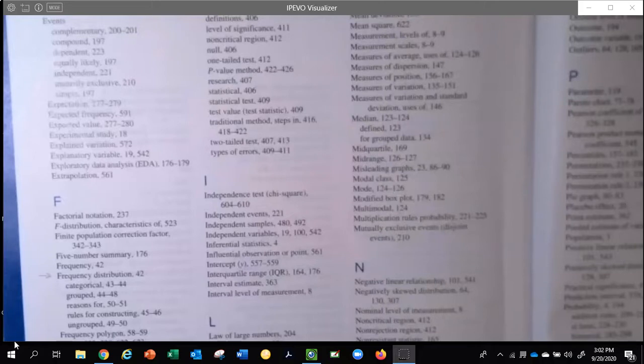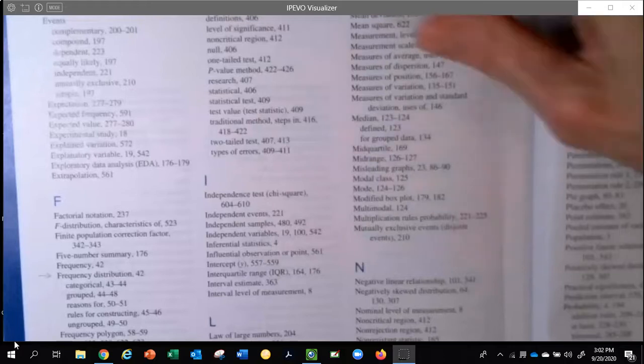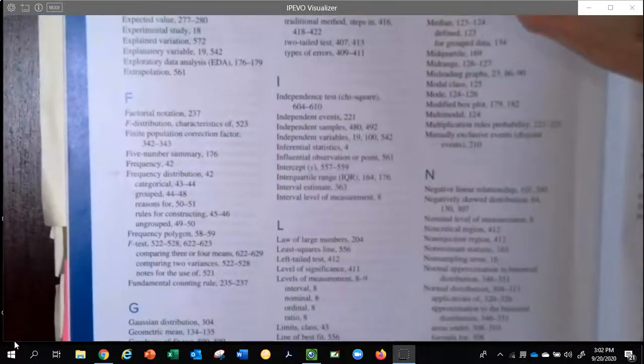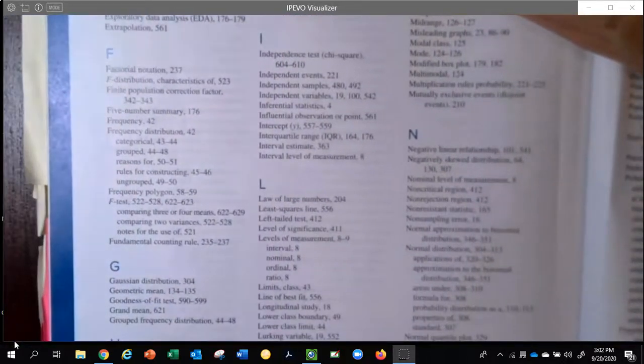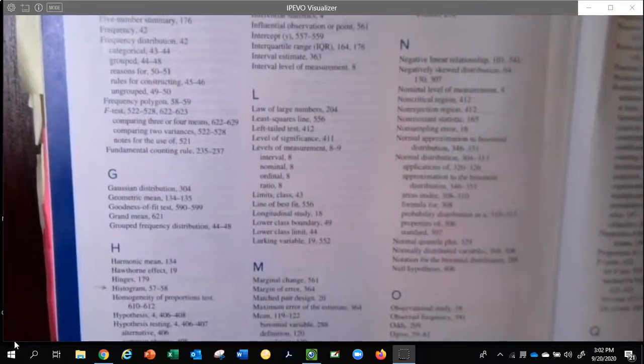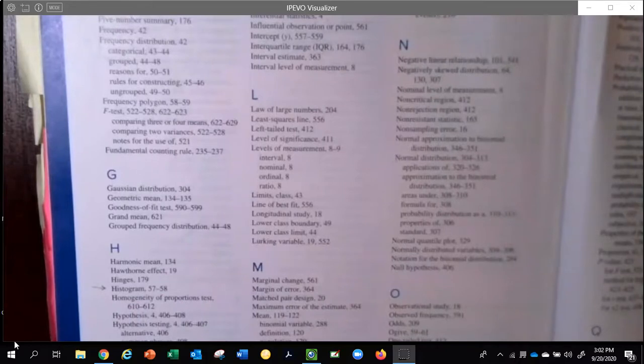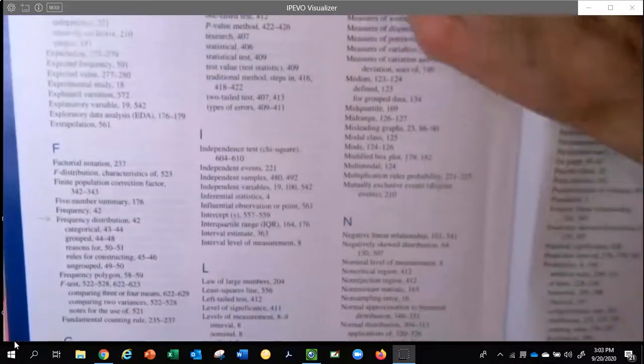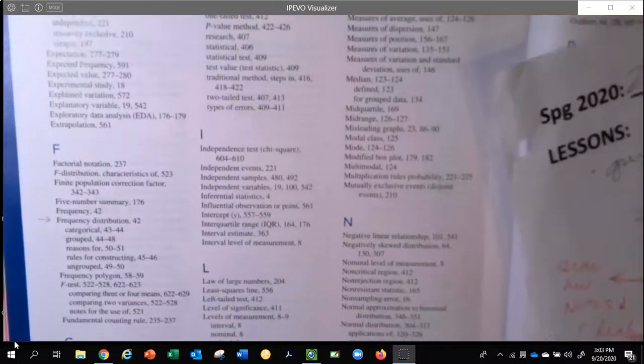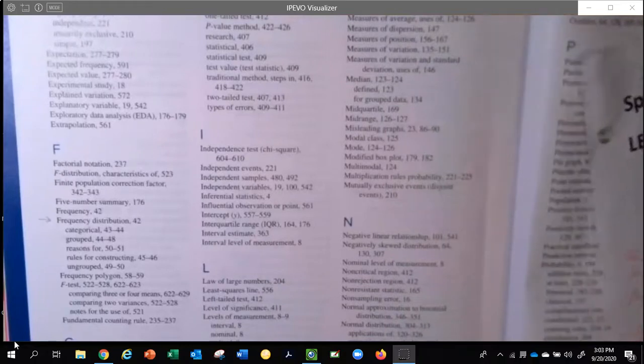So make sure you know how to construct a grouped frequency distribution table. Also, with grouped frequency distribution, make sure you know how to calculate the mean and define the modal class. Make sure you know how to read and interpret a histogram. And so looking down here, here is histogram. And so 57, 58 may be all you need to know, but definitely give you a place to start and to look around and decide if that's what you need or if you need more.